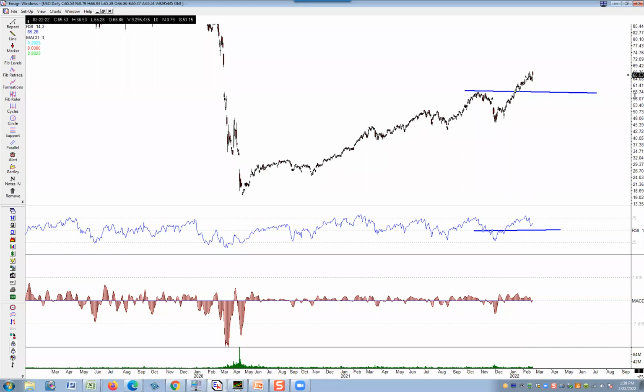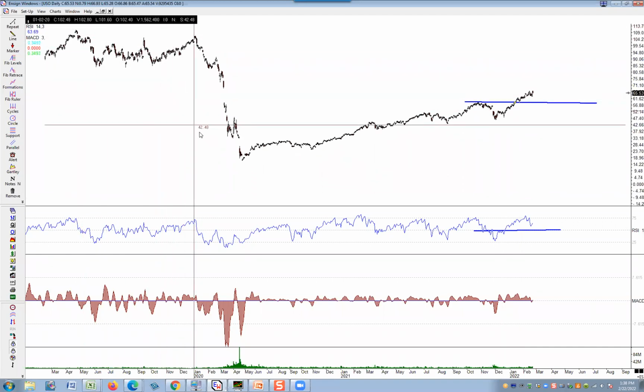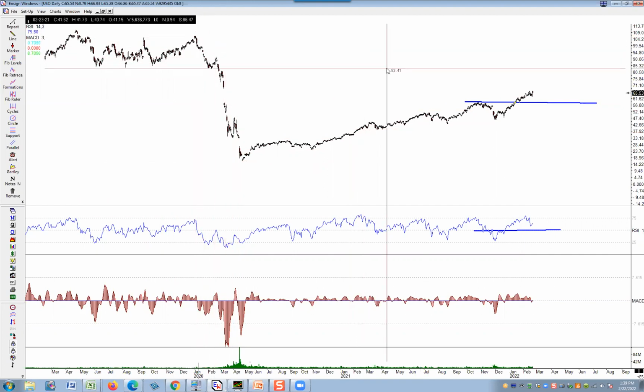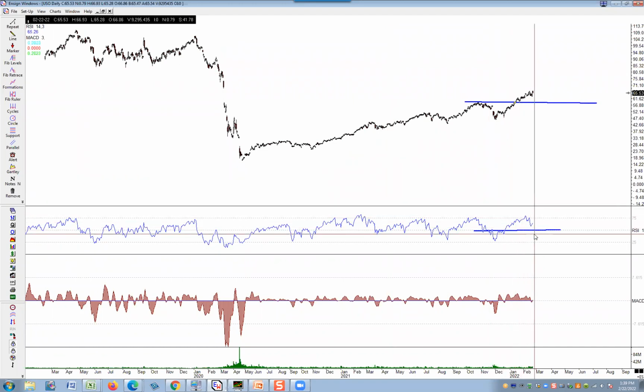But there's a long way to go. This was such a huge decline, so there's still a lot of room to the upside. It looks like it's ready for a bit of a pullback and some testing on here.